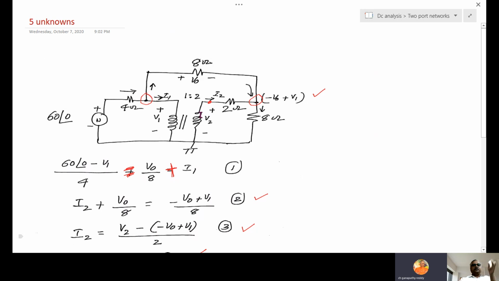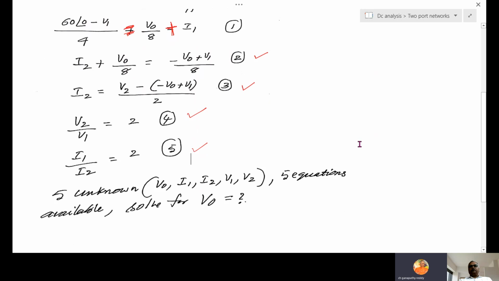This is not asked in GATE. It's a conventional problem, a little bigger one. But the idea is how to write the equations.